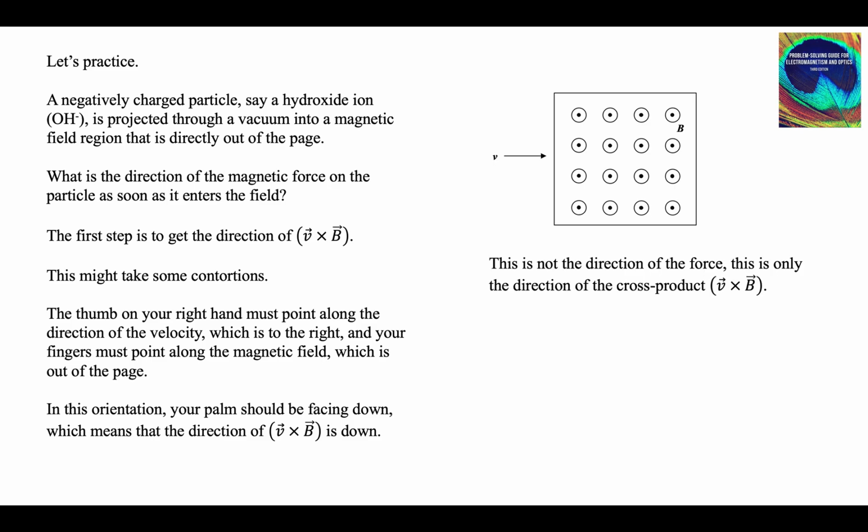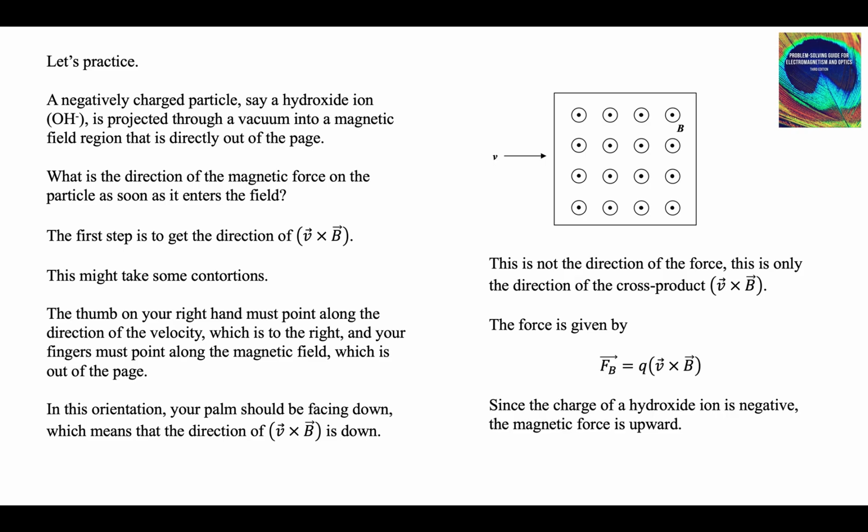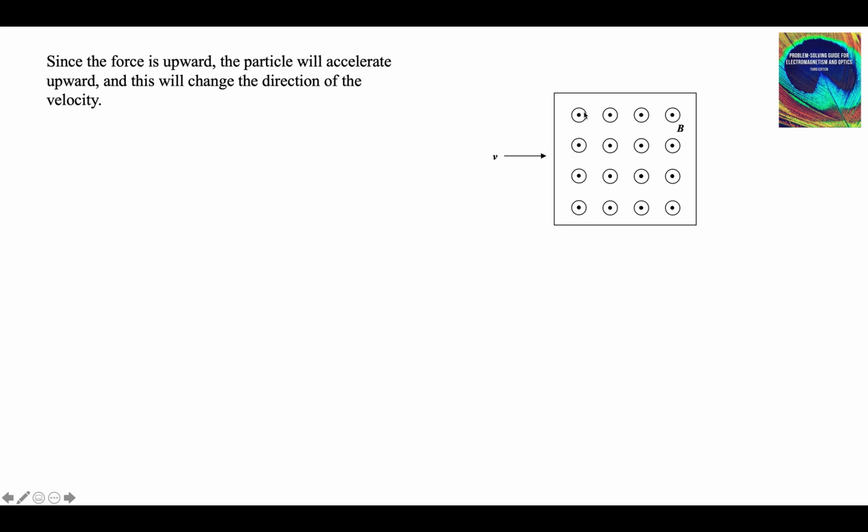That's the direction of V cross B. But the charge is negative. The force is given by QV cross B, so the magnetic force is upward. As soon as this particle enters this field, it's going to be pushed upward. The particle is going to accelerate upward. It has an upward force.